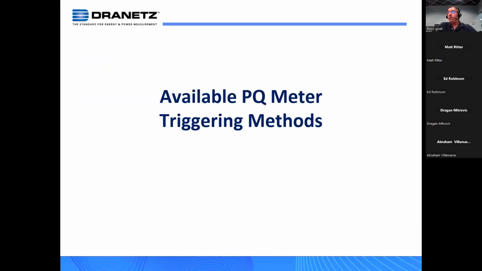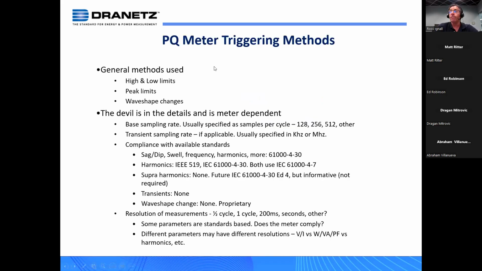Okay, let's begin here and let's get to the point in the topic which we all came for. Again, we're going to talk about what the available PQ triggers and triggering methods are in the industry. From a high-level, 10,000 foot perspective, the general methods used are generally high and low limits. Even from bottom-up loggers, we're talking about a high and low limit on maybe monitoring voltage or current. You can even monitor power and different things like that.